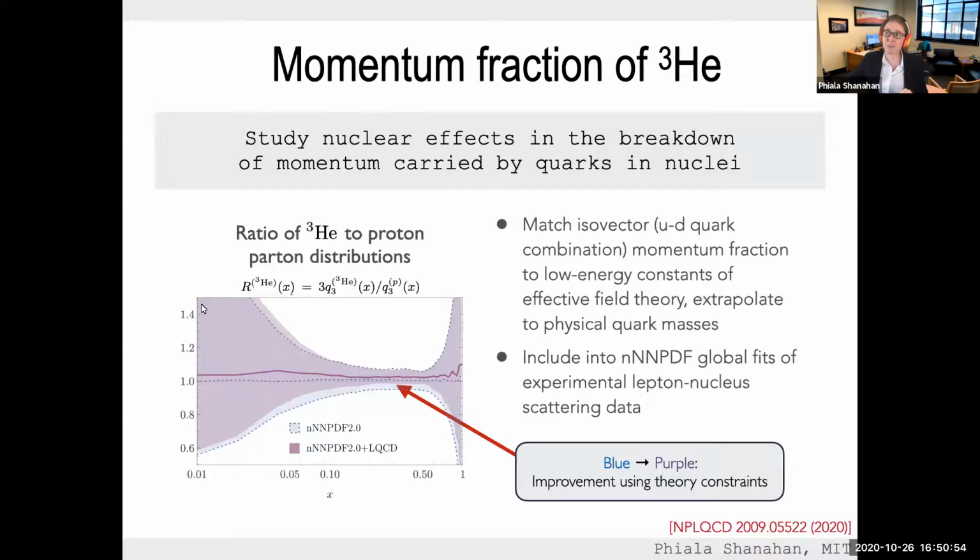This is the ratio of these parton distribution functions in helium-3 to the proton versus the longitudinal momentum fraction x. And you see an improvement from the light blue to the purple by including just that one number from the lattice QCD calculation. So here we're seeing nuclear effects really from the quarks and gluons of the standard model. We're understanding them from first principles, and we're able to add that knowledge into fits to experimental data to better understand the structure of nuclei.